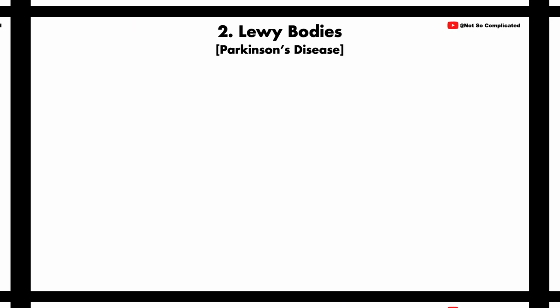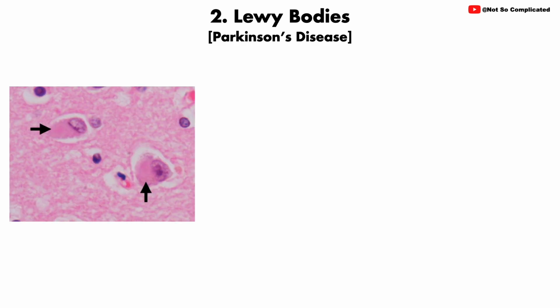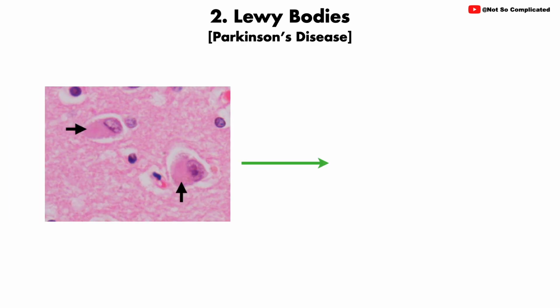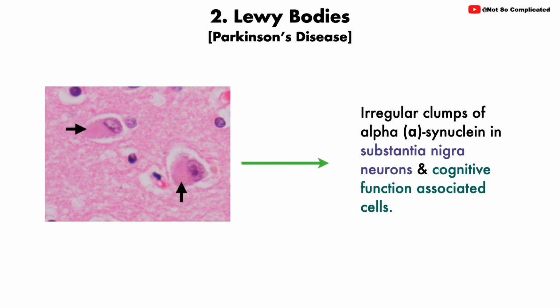So the second is we have Lewy bodies, and these are particularly present in Parkinson's disease, and they look like that. There are also irregular clumps of alpha-synuclein in substantia nigra neurons, and also cognitive function associated cells.